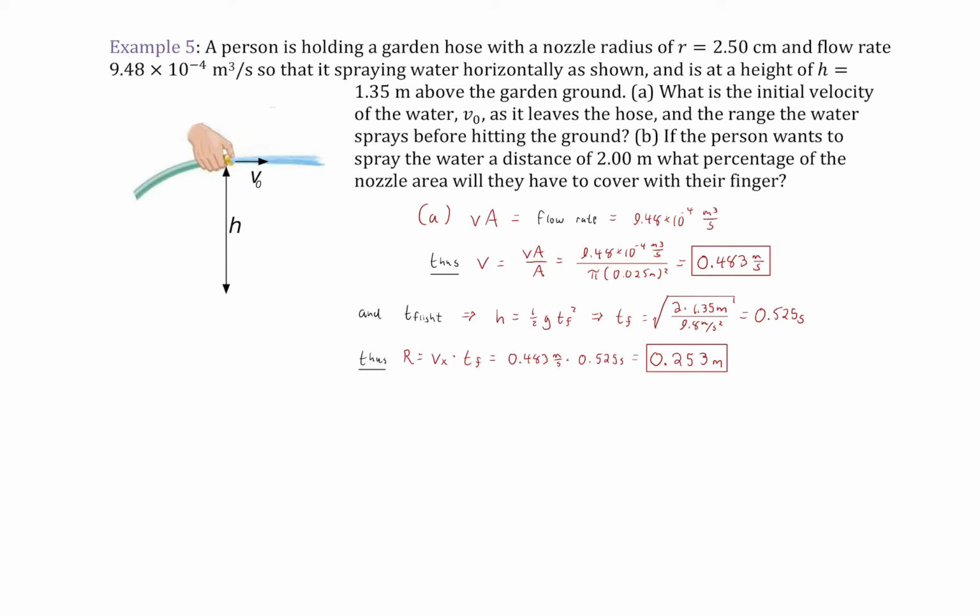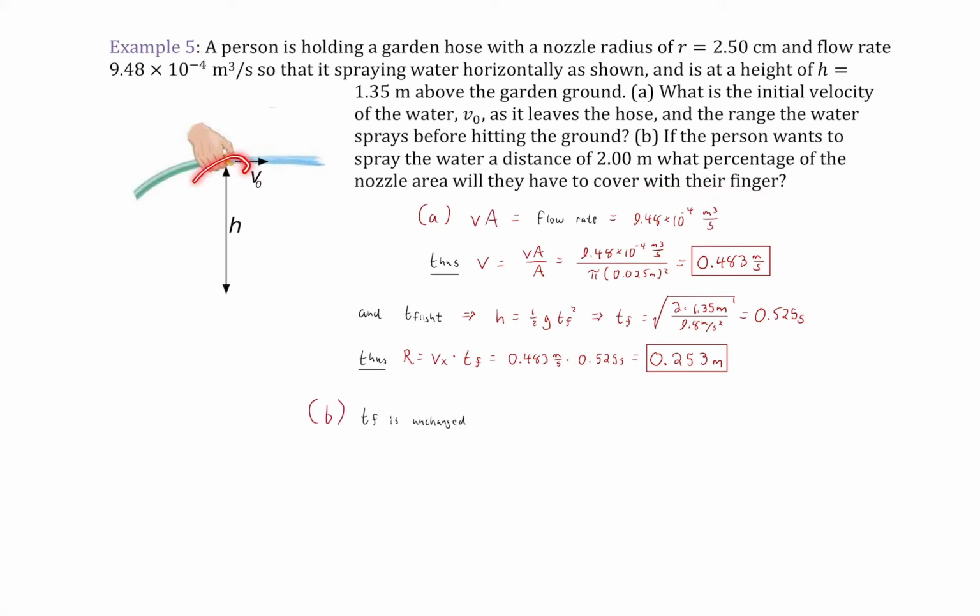Fair enough. Now in part 2, if you want to spray the water a distance of 2 meters because you want to water those plants across the garden, then what do you do? You cover up some of the hose with your thumb. So what percentage of the nozzle area will you have to cover with your finger? Well, let's see.